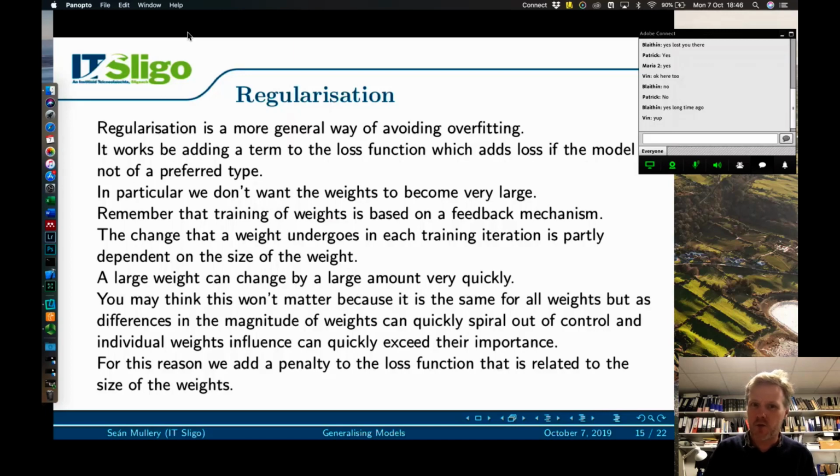So remember that training of weights is based on a feedback mechanism. The change that a weight undergoes in each training iteration is partly dependent on the size of the weight. A large weight can change by a large amount very quickly. So you may think this won't matter because it is the same for all weights, but as the differences in the magnitude of the weights can quickly spiral out of control, individual weights' influence can quickly exceed their importance. So for this reason, we add a penalty to the loss function that is related to the size of the weights. And you'll find that there's a system later on which we call weight decay, where over time we continually start dropping the value of the weights while we're training, and this also has a tendency to keep things in line and keep things under control.